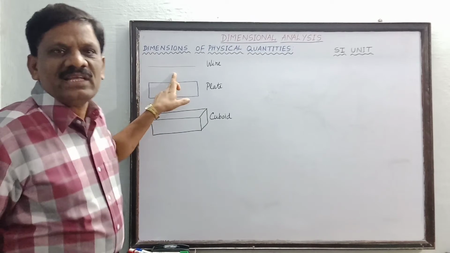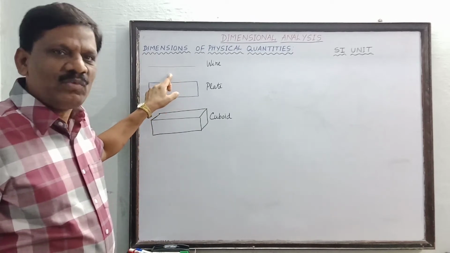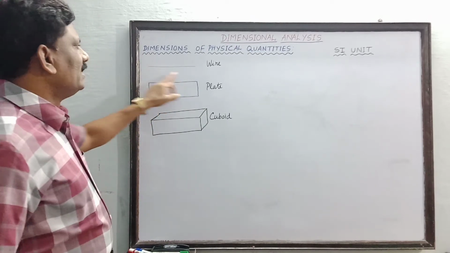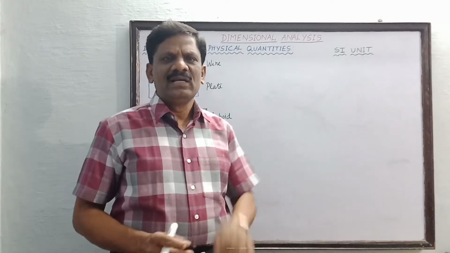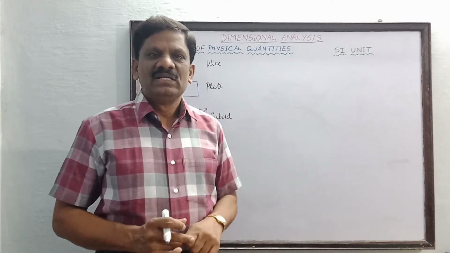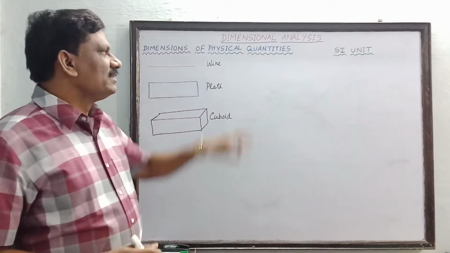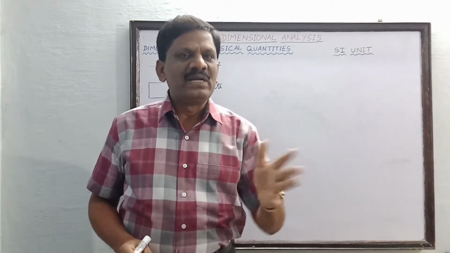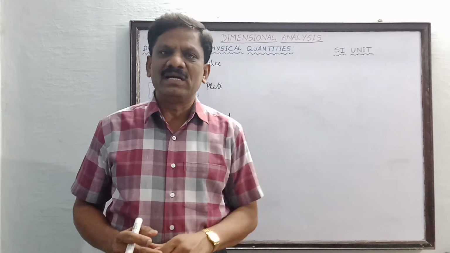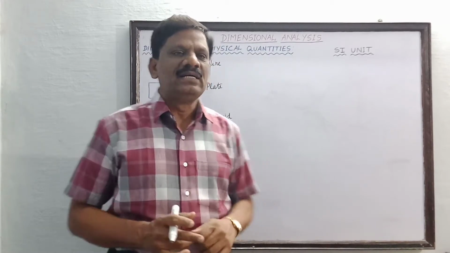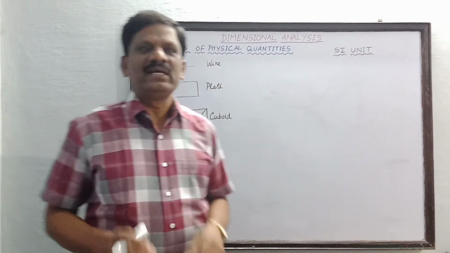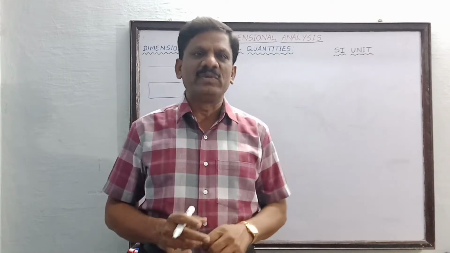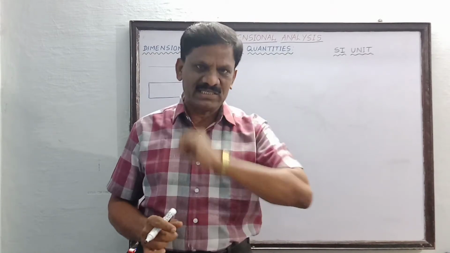The first one is a thin wire. Its thickness is negligible compared to its length. So I will say that this thin wire has only length. There is no breadth, height, volume or area. So I can say that this object, the thin wire, has one dimension. It is a one-dimensional object.